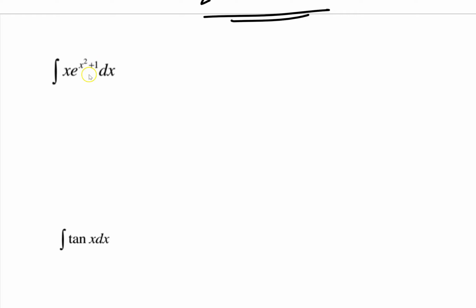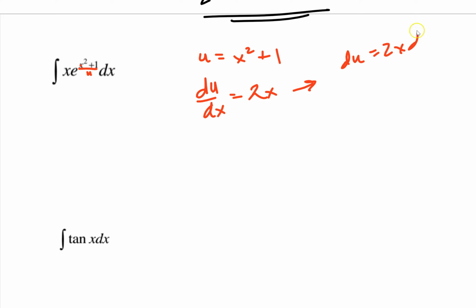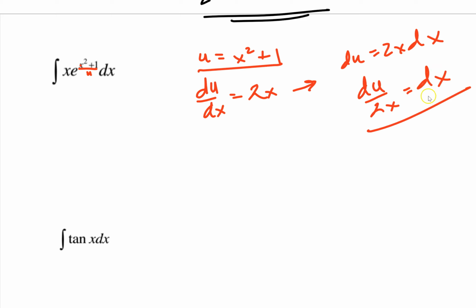So look at this one right here. That inside, that's my u. u equals x squared plus 1. Take the derivative of both sides, so du over dx, derivative with respect to x, equals 2x. Just some basic mathematics. Divide by that. And again, I have everything I need. I have my u and I have my dx. So two things you gotta find. Plug it all in.